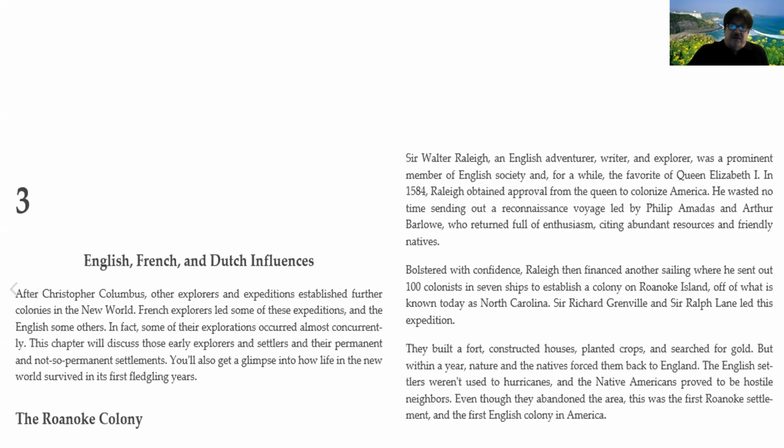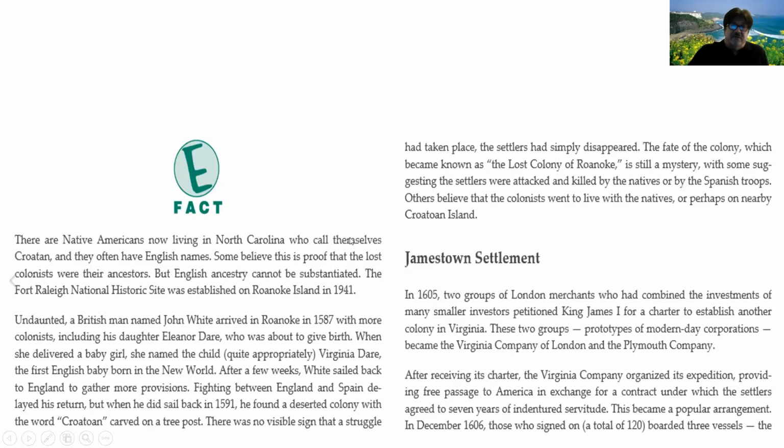Okay. Put the pager here. Okay. We get into our fun facts here. There are Native Americans now living in North Carolina who call themselves Croatan. And they often have English names. Some believe this is proof that the lost colonists were their ancestors. But English ancestry cannot be substantiated.